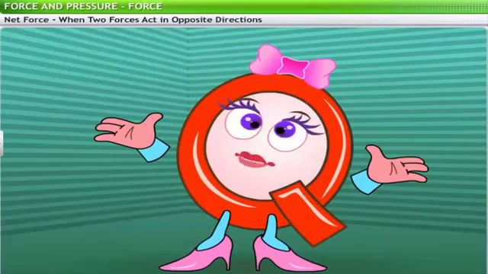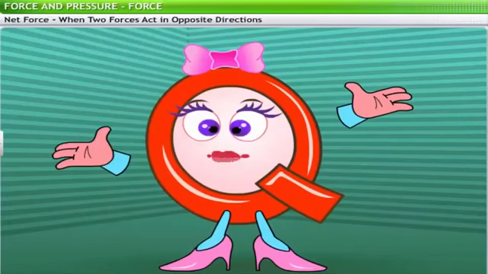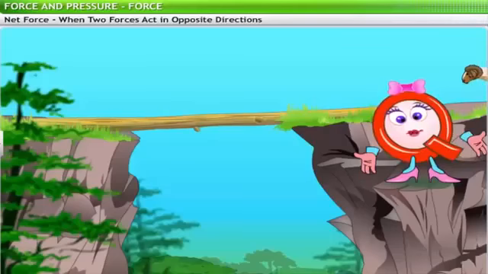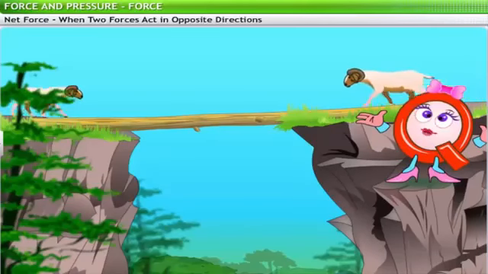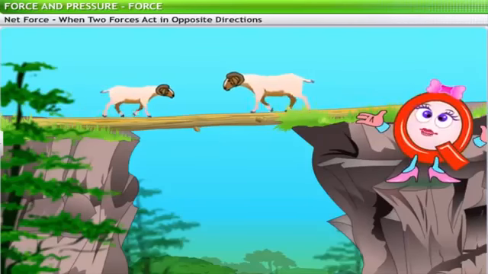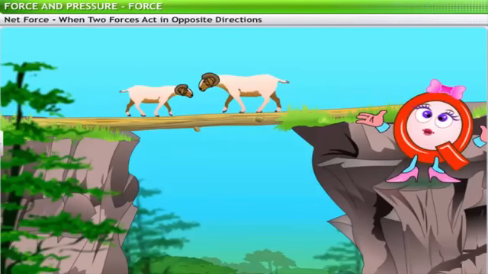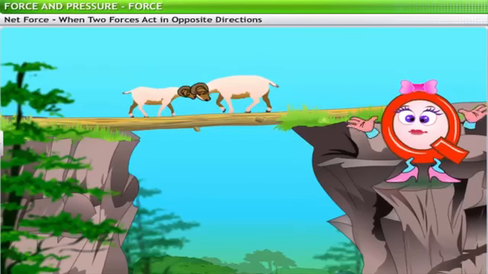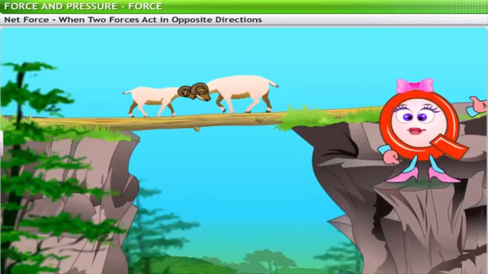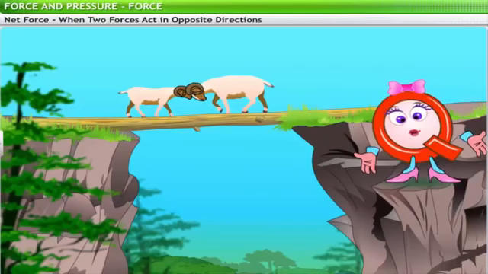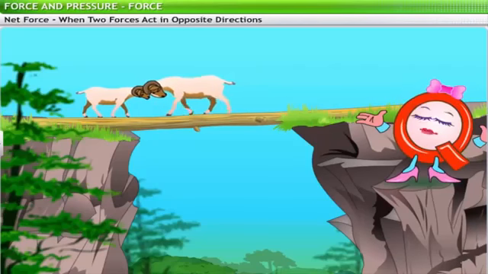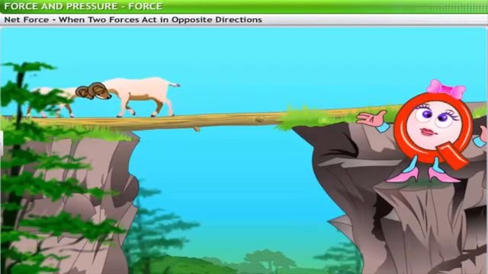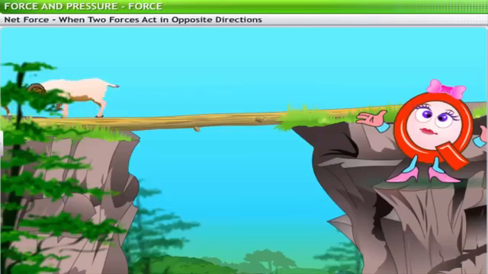Conversely, the net force can reduce when two forces act in opposite directions. Do you remember the story of the two goats crossing a narrow bridge in opposite directions? Neither of them wanted to go back and give way to the other. They pushed at each other and were initially stuck in one spot. However, the bigger goat kept pushing with increasing force till the other goat gave way.